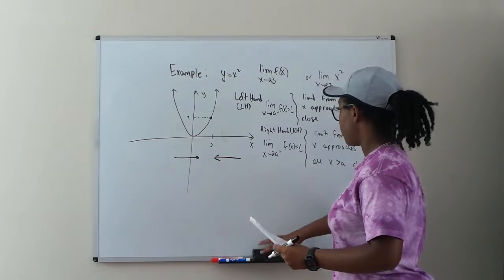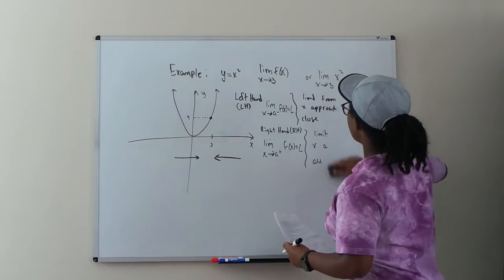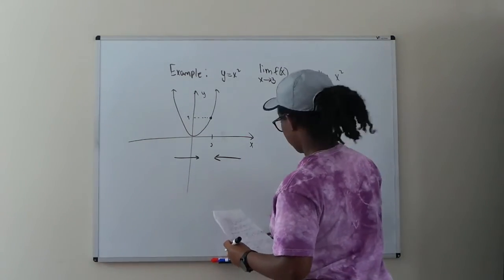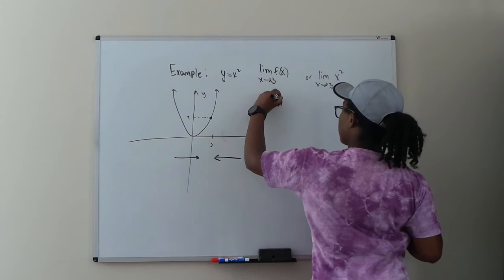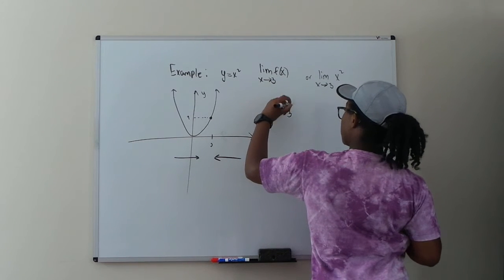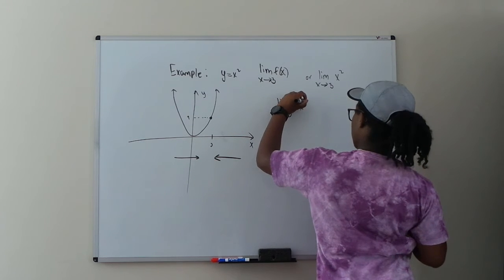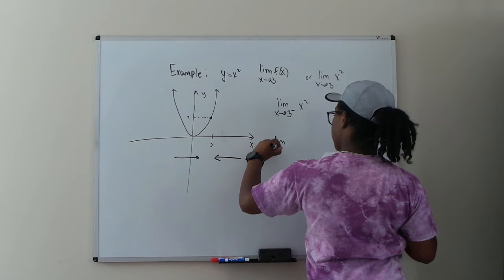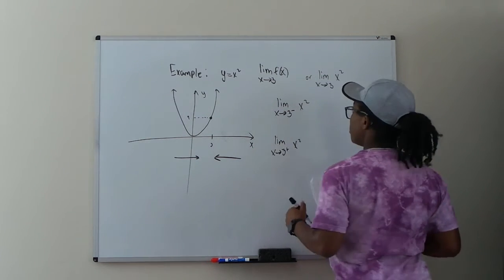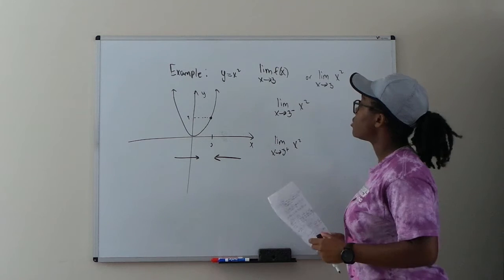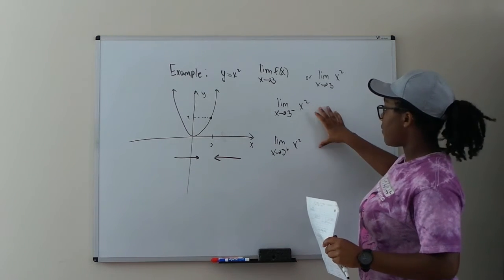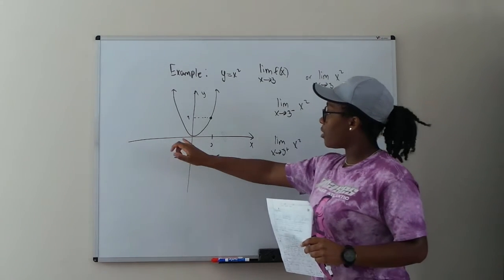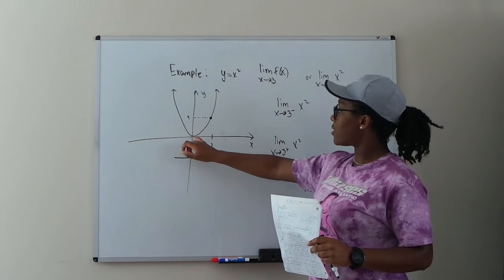Okie dokie. So I'm going to erase a little bit. I'm going to rewrite those limits that I had before. Okay, so back to the example. The limit as x approaches 3 from the negative side of x squared. And then the limit as x approaches 3 from the positive side of x squared. So when we ask the limit as x approaches 3 of f of x, we really do have to ask both of these.